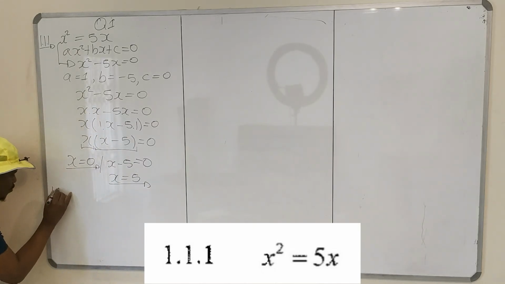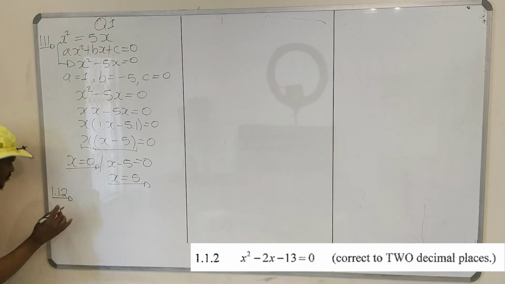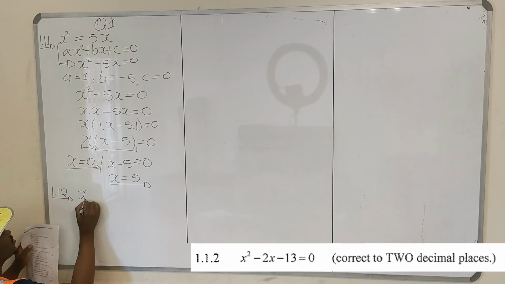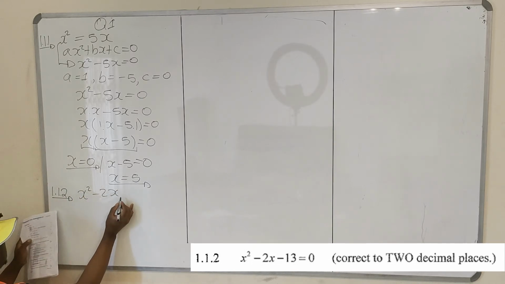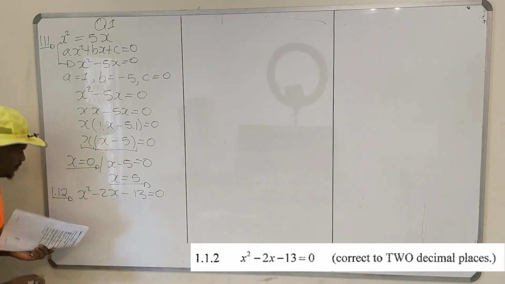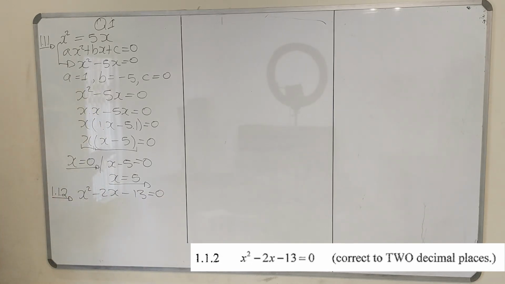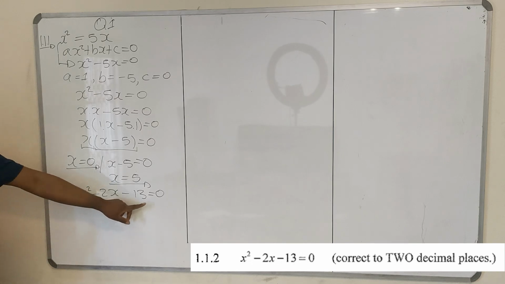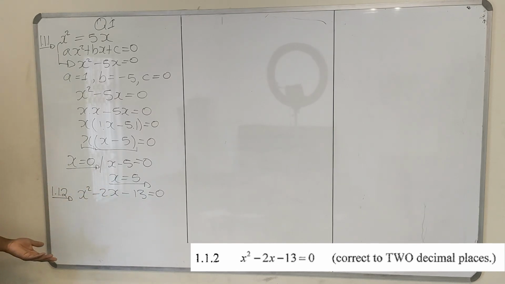We'll move to the second one, 1.1.2. For the second one, you have x squared minus 2x minus 13 is equal to 0. Right? So it is already in this form, because everything is on this side. So this is what you want.